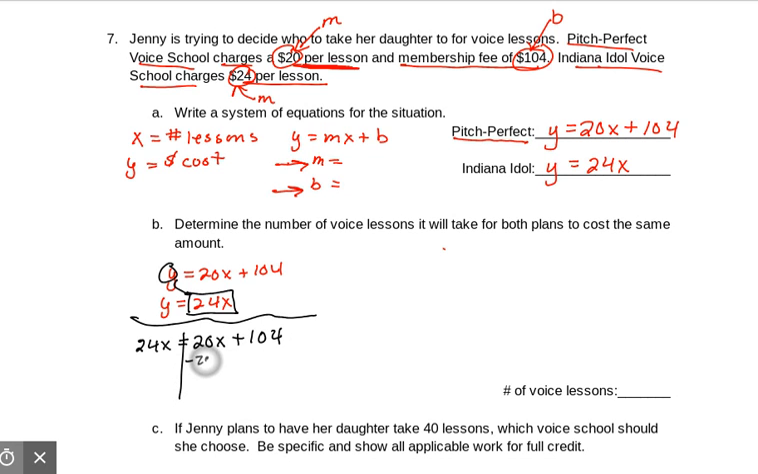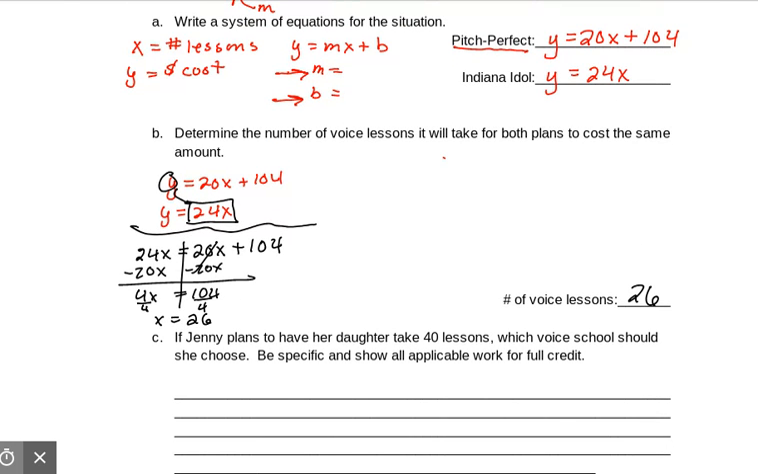Minus 20x on both sides. That's going to leave me 4x equals 104. Go ahead and divide both sides by 4, and I get 26. So when are they going to cost the same? At 26 voice lessons.